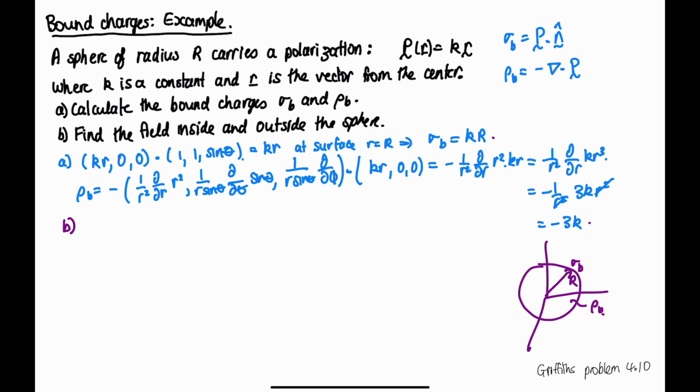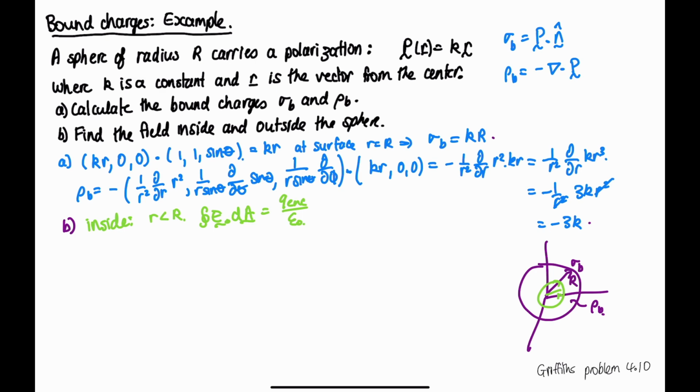And then when we're considering inside, let's do inside in green. We're going to take a Gaussian surface like this with radius r, so r is less than R, and Gauss's law tells us that the integral of the electric field over that surface is equal to the enclosed charge divided by epsilon naught.